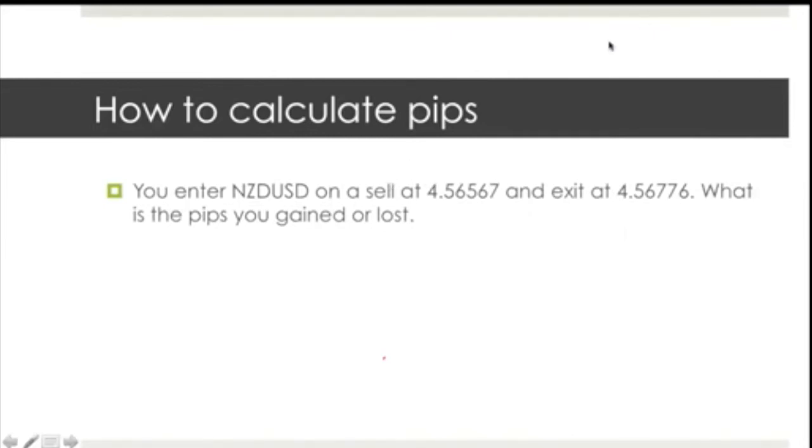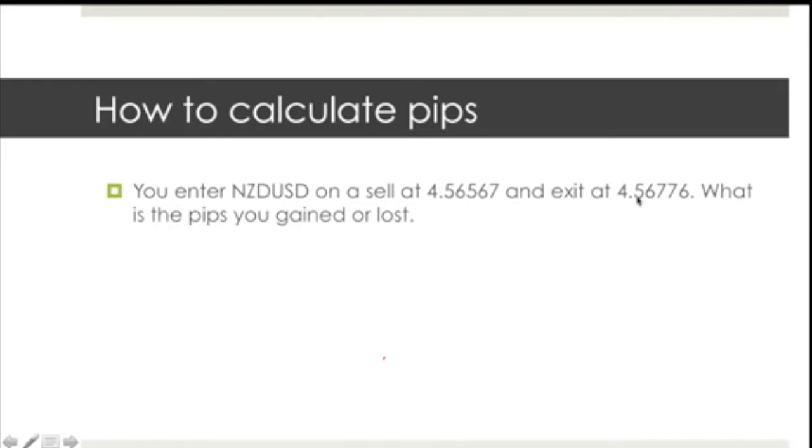Notice it says you entered on a sell. I'm not asking you how much yet. I want you to tell me if you entered on a sell. Remember, what does a sell look like in the market? Look at these numbers, all right? If you entered here and exited there on a sell, remember, on a sell, we're expecting the market to go down, right? Okay, so did the market go down?